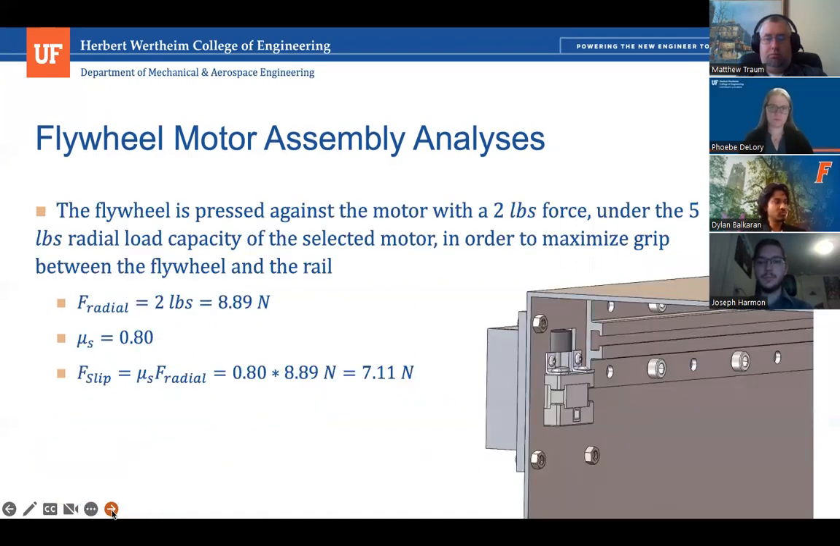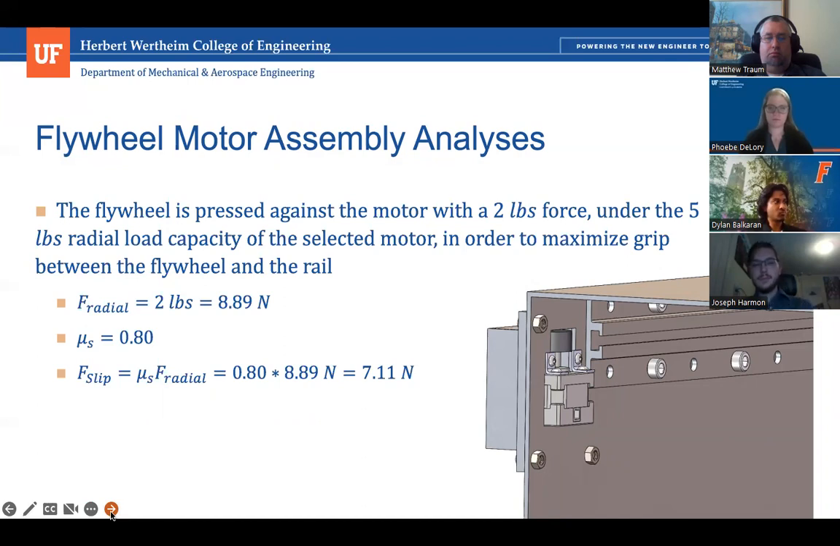Another thing we wanted to make sure is that the flywheel would not slip against the CubeSat's T-slots. In order to prevent that, our motor and flywheel will be pressed against the T-slots with a force of approximately 2 pounds, which is well under the 5-pound radial load capacity that the selected motor has. 2 pounds is approximately 8.89 newtons.